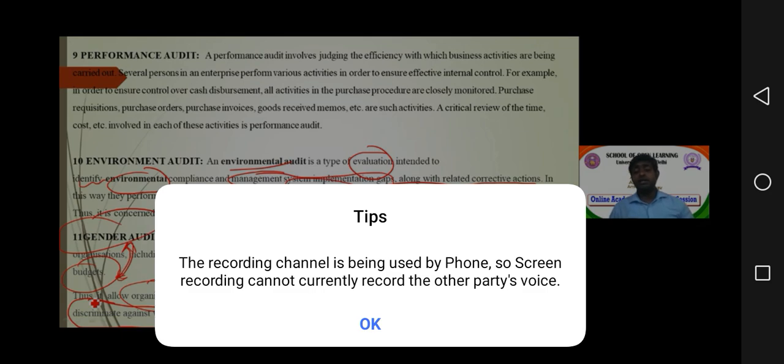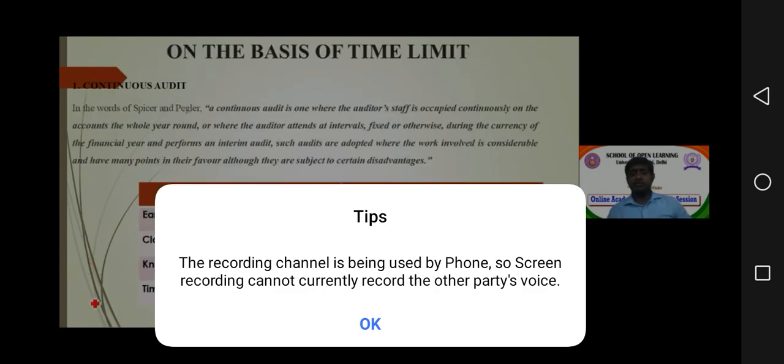So we should protect the interest of women, we should empower them, we should provide them enough space and a good environment so that they are in a position to grow and prosper in a very conducive and positive environment. So this is one of the basic reasons because of which gender audit is conducted. All right.